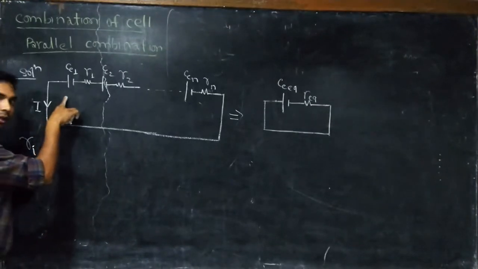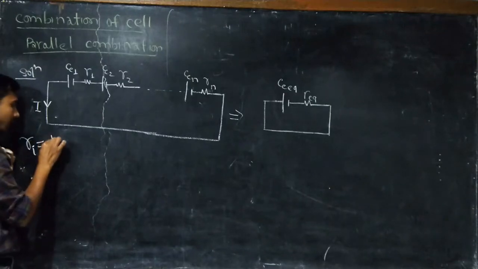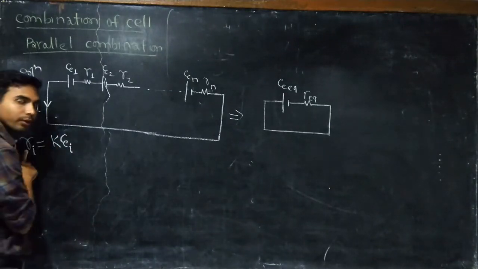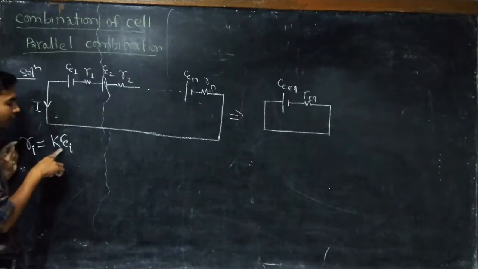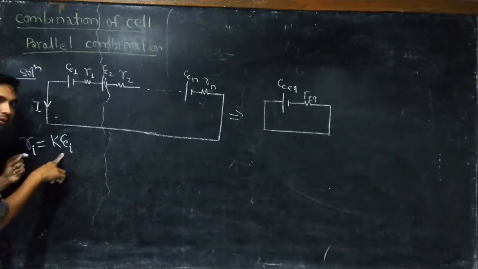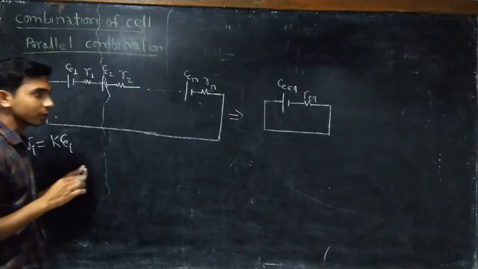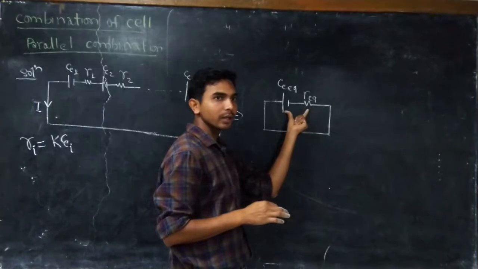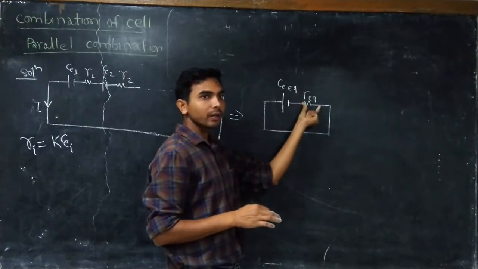Internal resistance is basically K times the EMF. That means the internal resistance of the ith cell is equal to K times the EMF of the ith cell, right? This relation between EMF and internal resistance is given in the question, right? So we can replace this combination with a single cell, and we are able to find E equivalent as well as R equivalent, right?